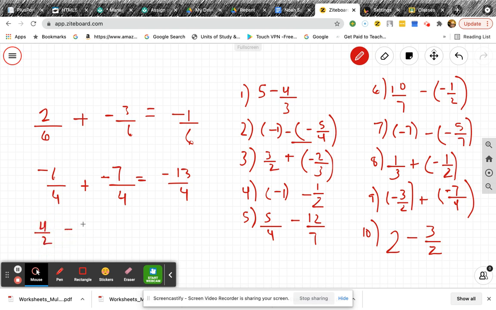And the last one, we're going to change 2 into 4 over 2. The reason why we do that is because now we can subtract the tops. 4 over 2 minus 3 over 2 is 1/2.